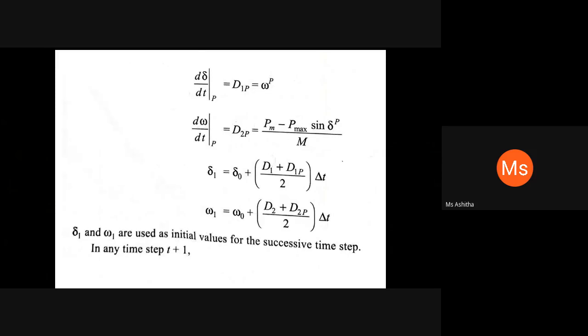Similarly, for the predicted values, the first equation becomes omega p, and the second, d omega by dt, becomes Pm minus Pmax sine delta p divided by m. So for the first iteration, here I am taking the average of both the initial value plus the predicted value. So my equation becomes delta 1 is equal to delta naught plus d1 plus d1p divided by 2 into delta t. Delta t is again the step size, and omega 1 is equal to omega naught plus d2 plus d2p by 2 into delta t.